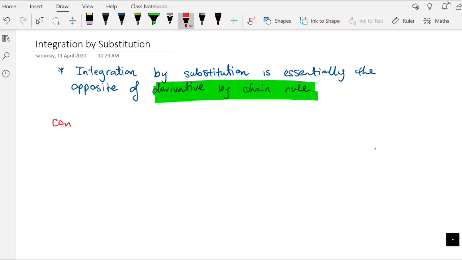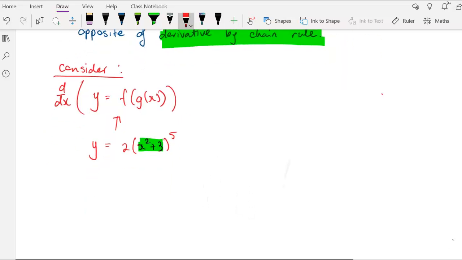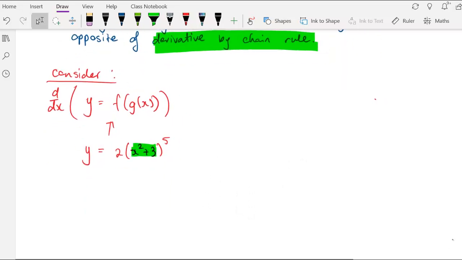So I want you to consider the derivative of a composite function. So we're looking at the derivative of y equals f of g of x. So maybe we're looking at the derivative of (2x squared plus 3) to the power of 5. For example, we can see that there's an internal function here. If we were to find the derivative of a composite function, then it's the chain rule.